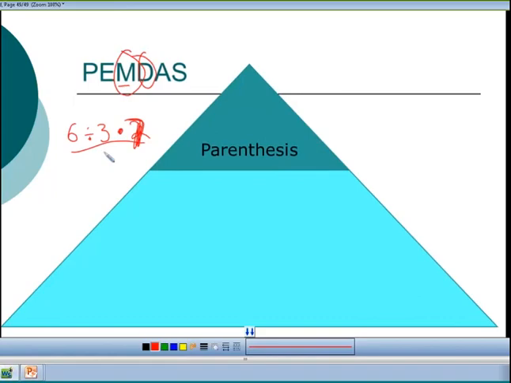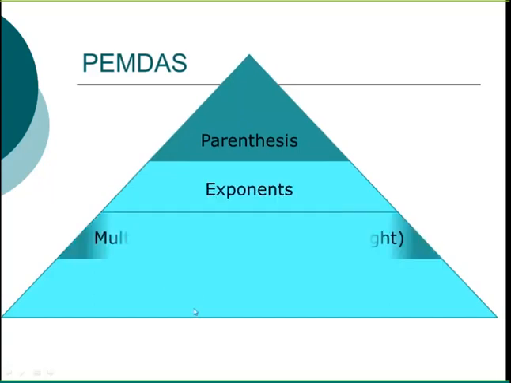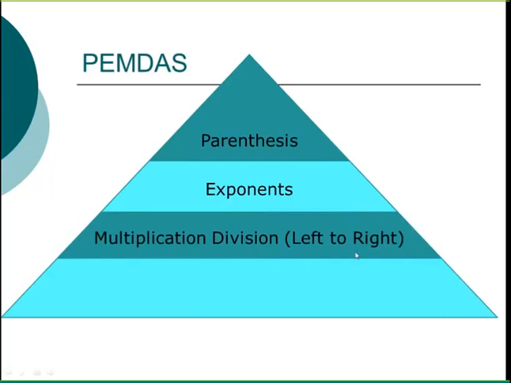So we'll remember the problem 6 divided by 3 times 7, and work it out using PEMDAS. So first thing is parentheses, then exponents. That's always the same order. And then multiplication, division is actually left to right. It's not multiplication, then division. It's multiplication, division, whichever one comes first. And then addition and subtraction happens left to right also.